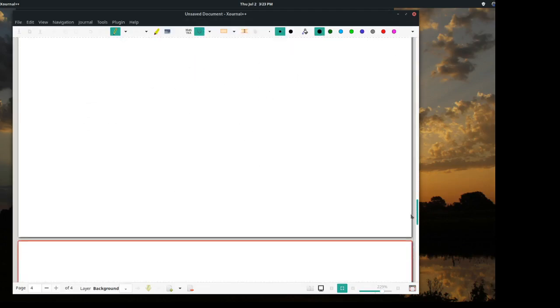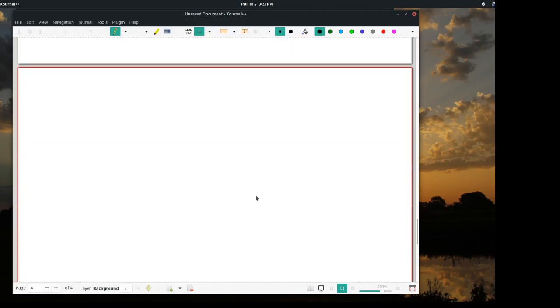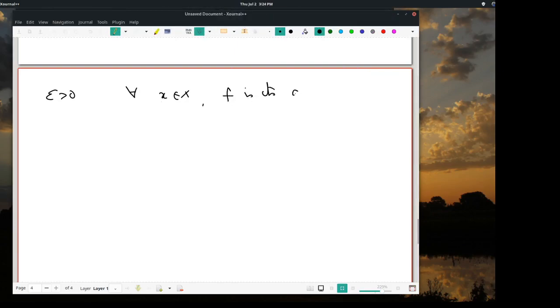Now the proof is extremely easy once you have understood what goes wrong with the intuitive idea. That is correct, but we have to improve upon that idea. So the actual proof starts with this. Let epsilon be given. Since f is continuous, f is continuous at x.